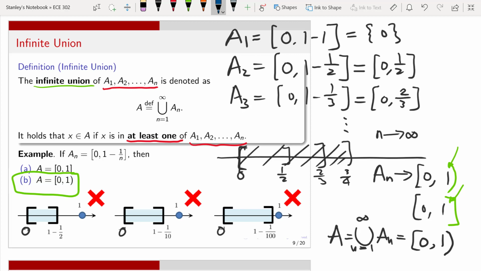Now just to recap, what we have done is that in this infinite union, what you need to check is to look at these limiting points and see whether this limiting point is living in at least one of these An's.